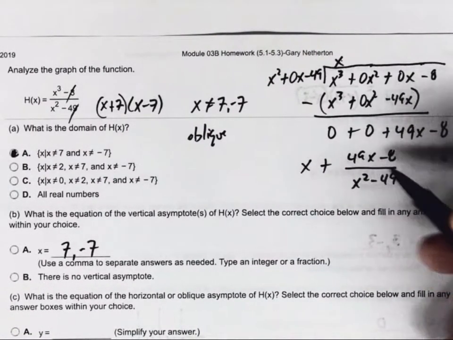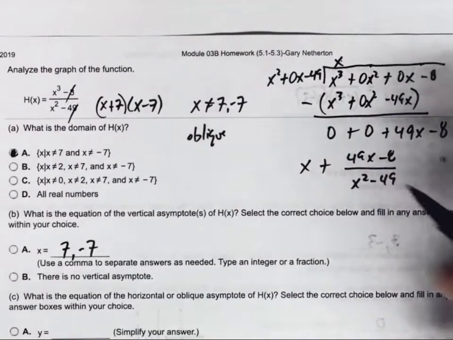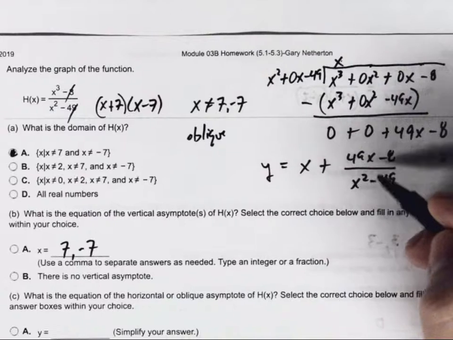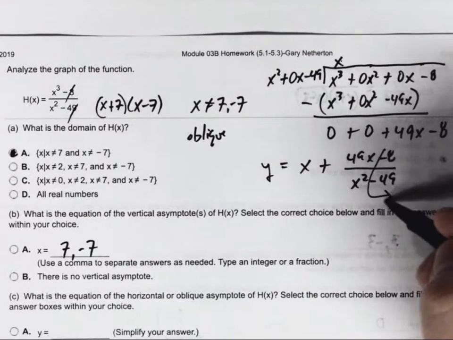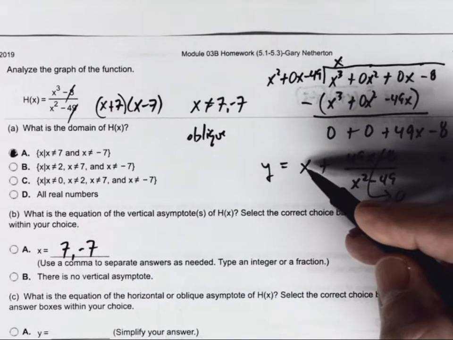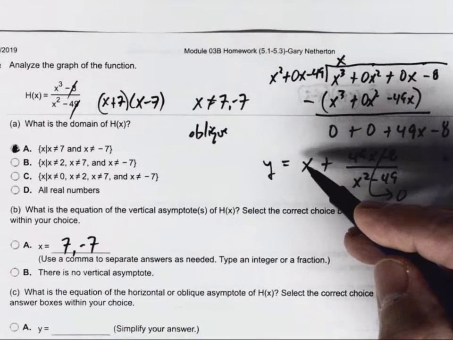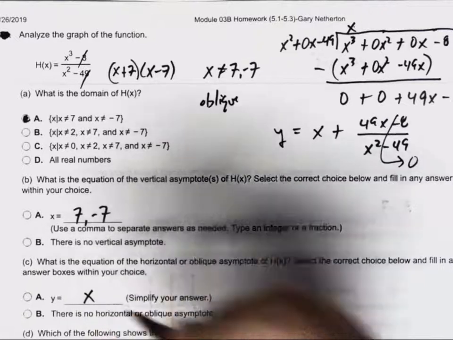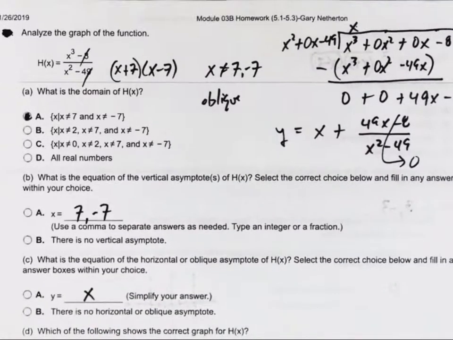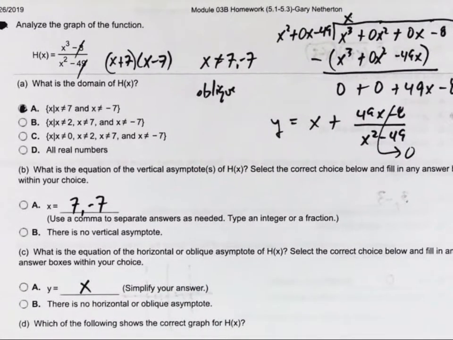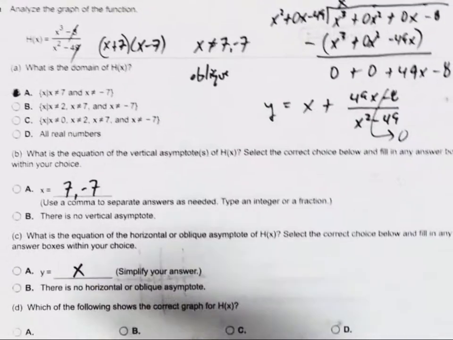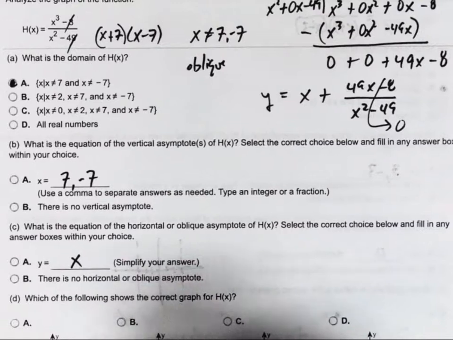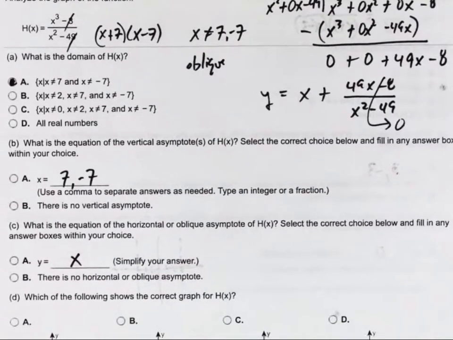Bottom line is, when x gets to be big, this remainder part basically goes to 0. So my oblique asymptote is y equals x. And now if I look at my graphs, for the vertical asymptotes, I have them all. Looks like they all have the correct oblique asymptote.